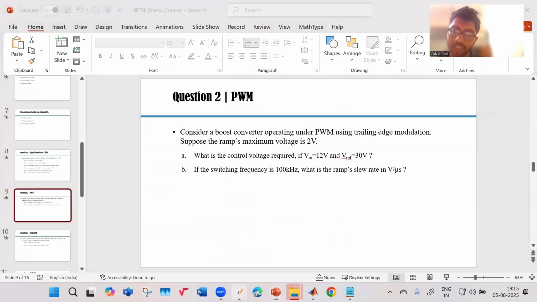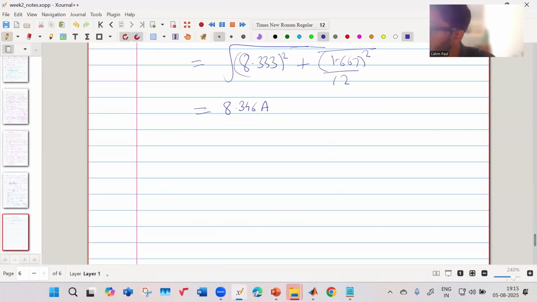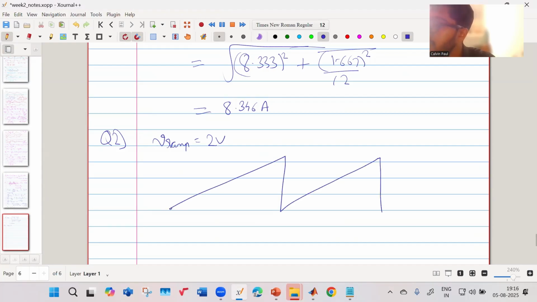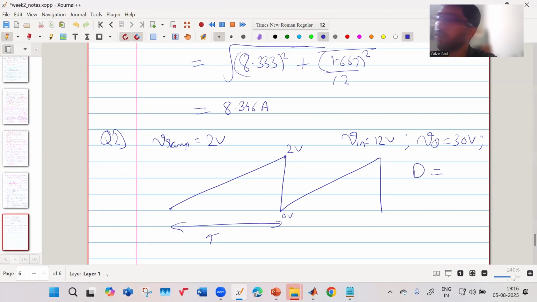So in question 2, your V ramp is equal to 2 volt. It is going from here, here, here, here. So this value is 2 volt. This value is 0 volt. This is your time, right? Your input voltage is 12 volt. Your output voltage is 30 volt. Boost converter. So how much is the duty which you require? Can you calculate and tell me?